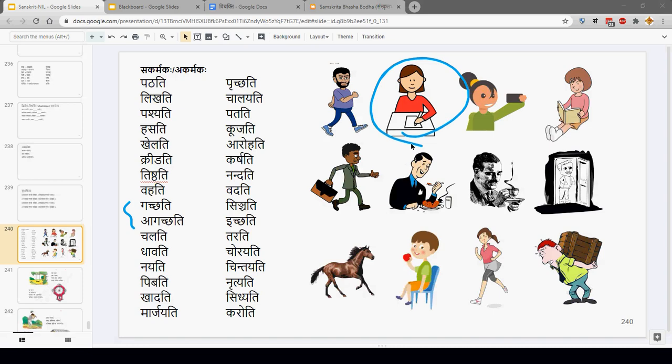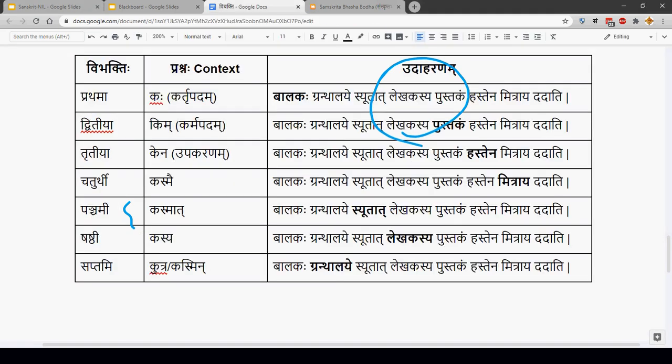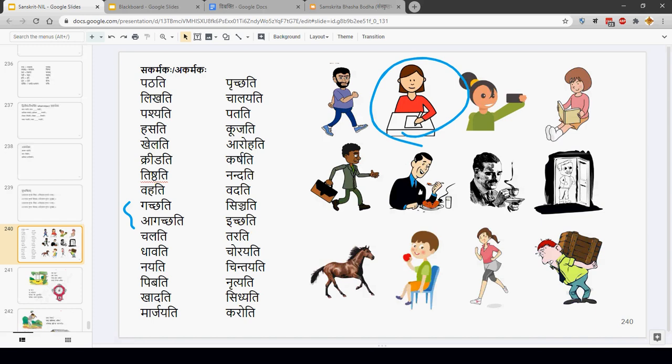Now agacchati is also coming. After coming, whatever is being reached will be in the second case affix. From where he is coming will be in the fifth case affix, like the fifth case is like this, syutat. But right now we are studying the object, so let's focus on the second case affix. Agacchati: sorry, not from where he is coming, but to where he is coming. Means after coming, where he is reaching. That will be in the second case affix.